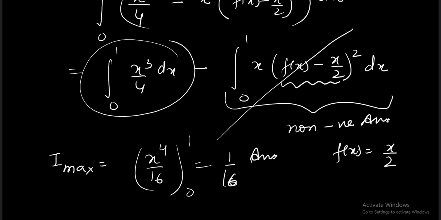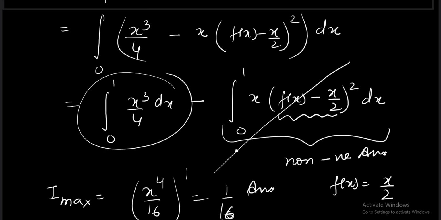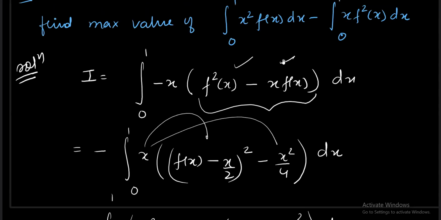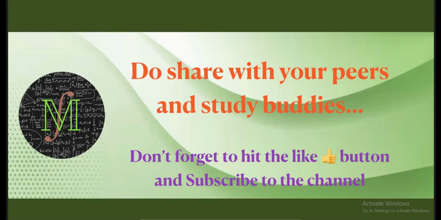So what you have to remember: if they are asking for the maximum or the minimum of some integral and they have not provided the function, what will you do? You are going to make the perfect square out of it and then proceed to solve the question. Okay?